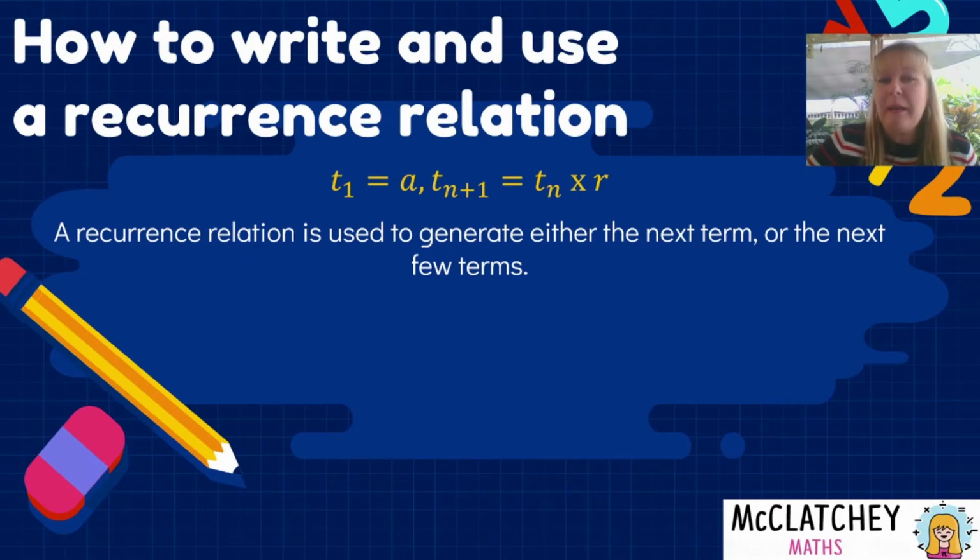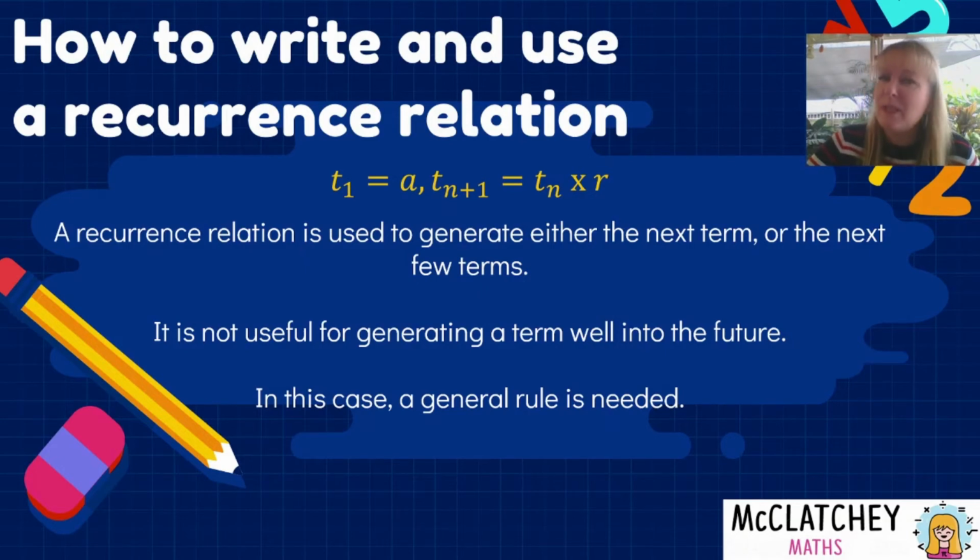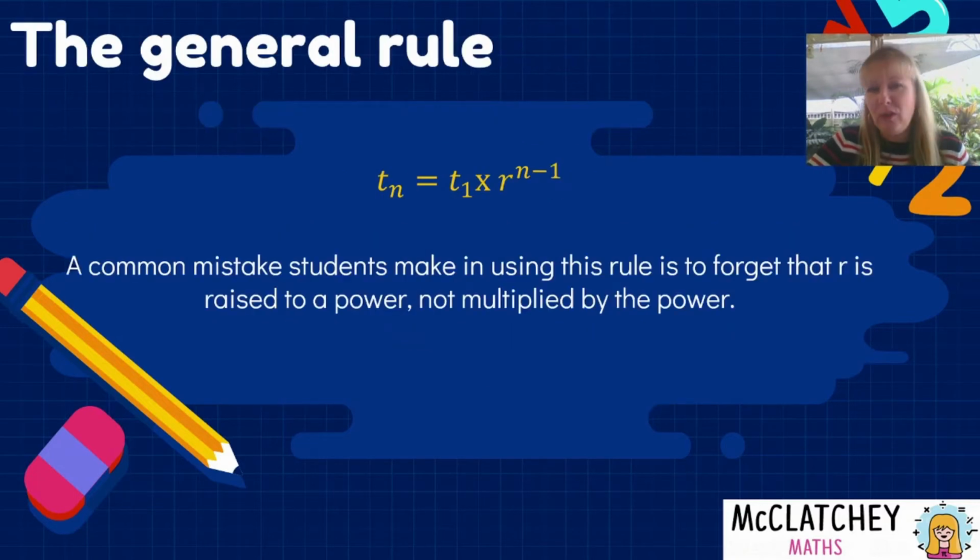Now, we need to be able to write that recurrence relation and understand why we would be using it. Now, a recurrence relation does have limited usefulness. It's really only useful to be able to generate the next term or the next few terms. It's not great for predicting all the way into the future, such as to find term 30. You certainly wouldn't want to do working for 30 terms. And so we need a general rule, and that's what's on your formula sheet. And it looks like this.